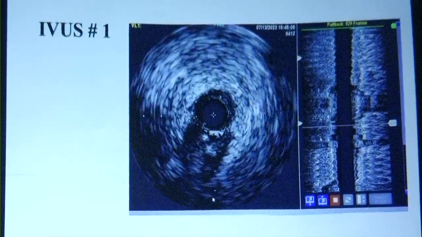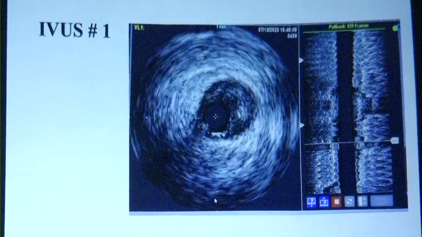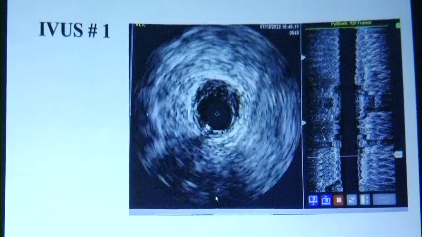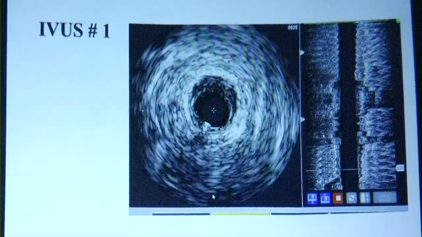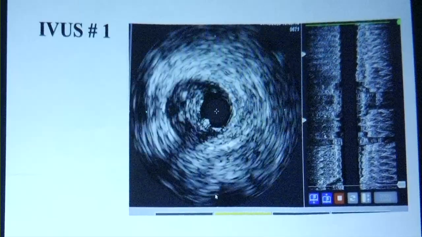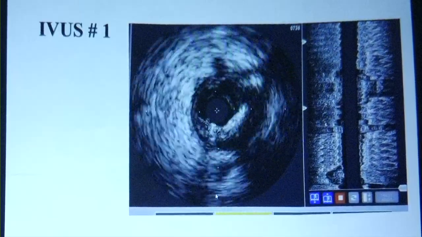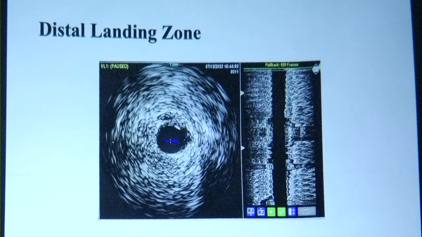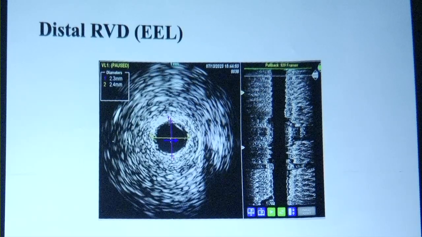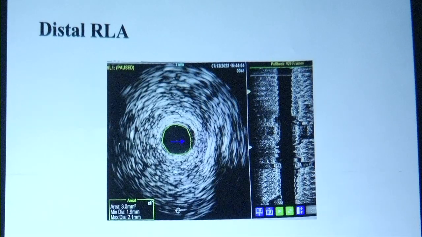And this shows how misleading angiogram could be. And this is how we end up with our MACE if we go angiographically deploying stents and landing in that proximal segment. So again, as per our algorithm, the distal landing zone was identified. As you can see here, plaque burden is less than 30%. We measure the diameters there, 2.3 and 2.4. We measure the area there, it's 3 millimeters square.